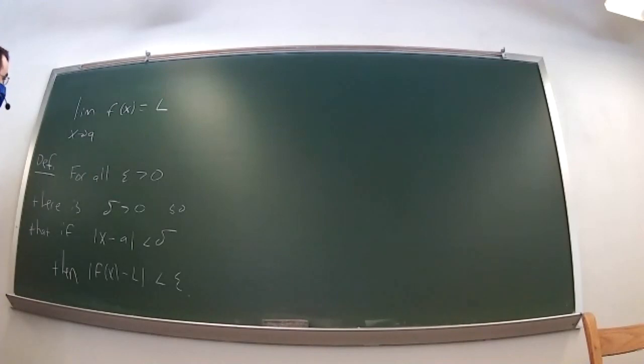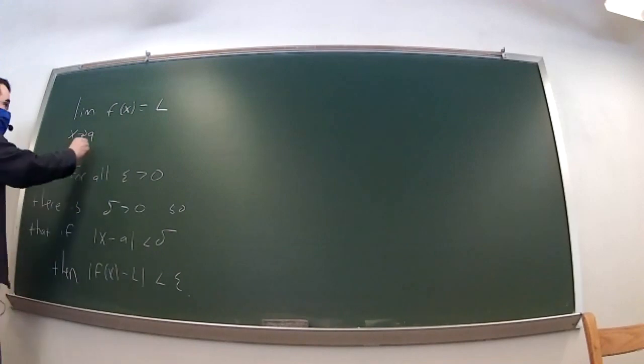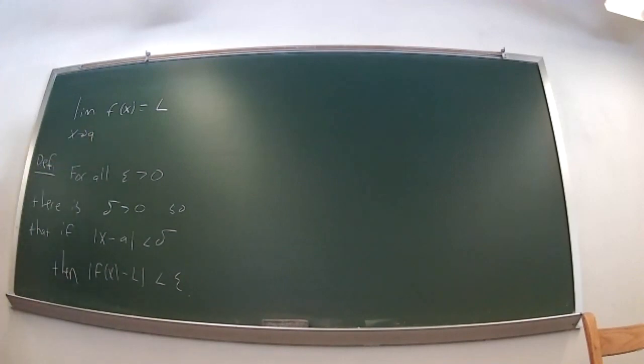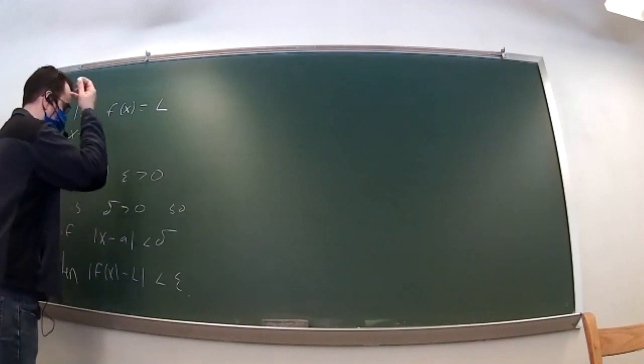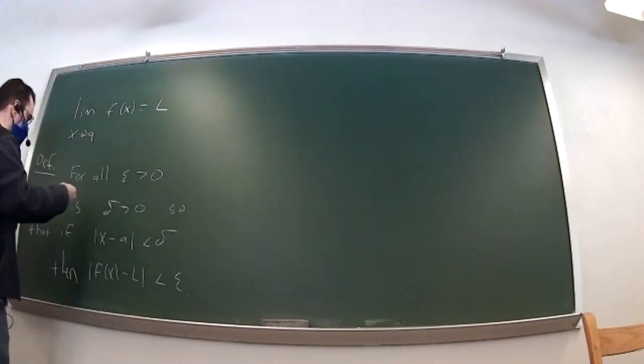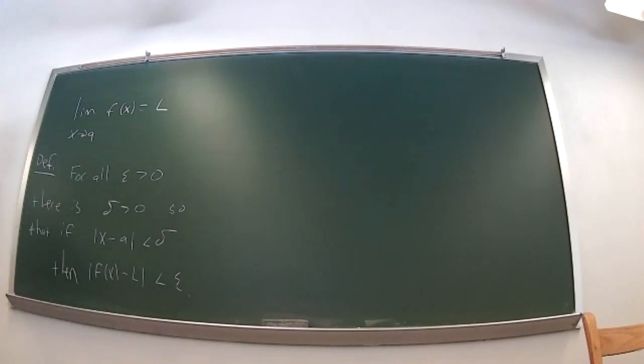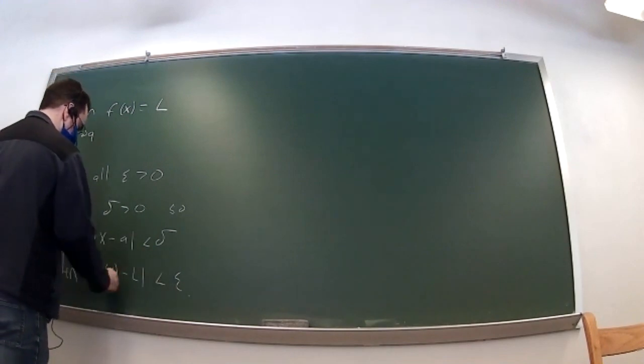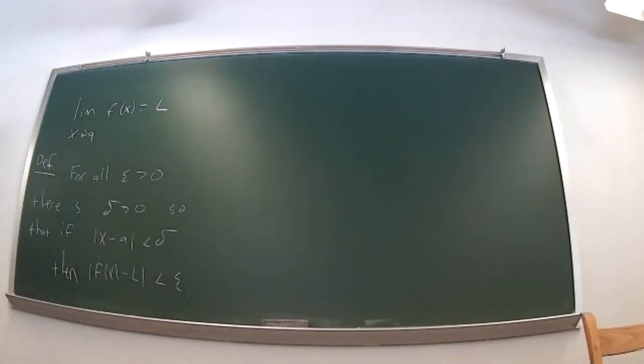So you pick your number a first, and then after picking it, you say, well, if it's true that for every number epsilon, there exists a delta, so that whenever the distance from x to a is less than delta, then the distance from f of x to L will be less than epsilon.